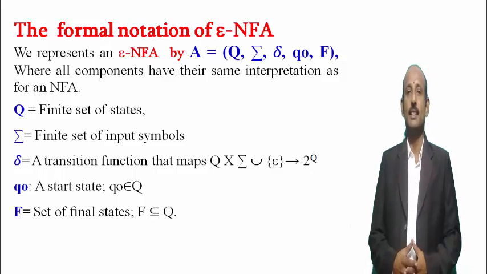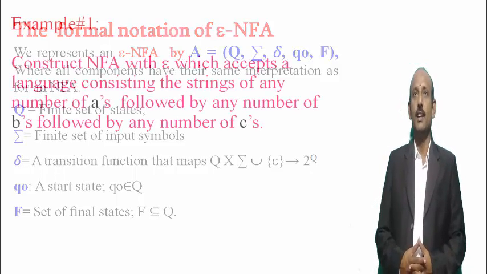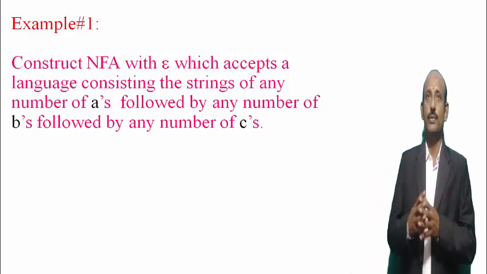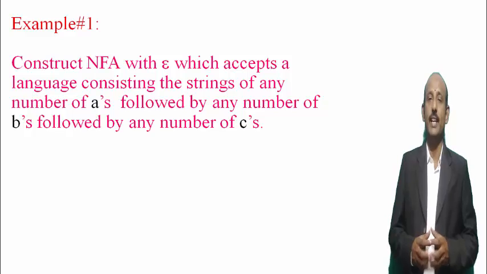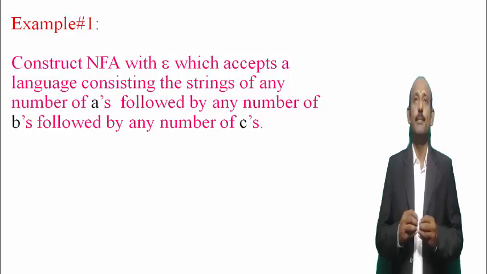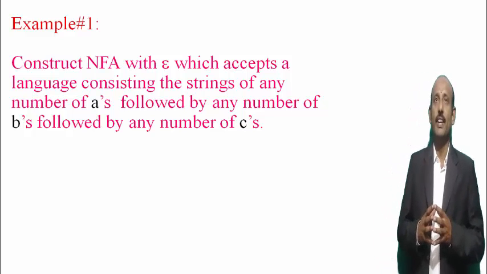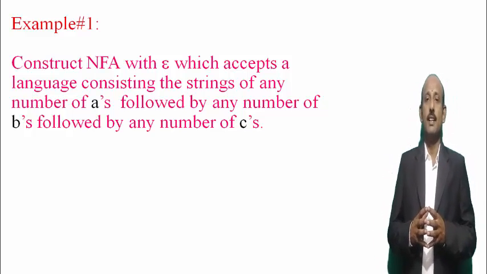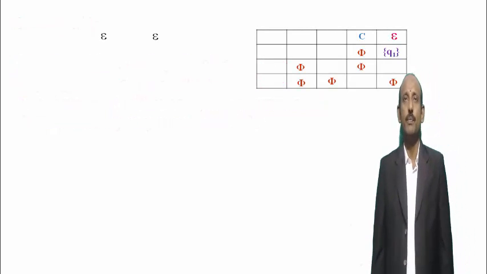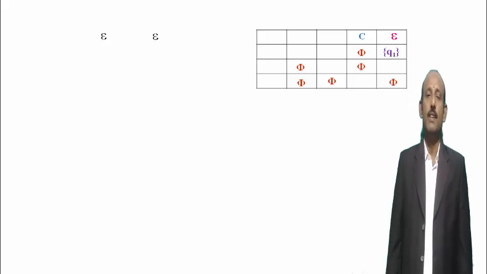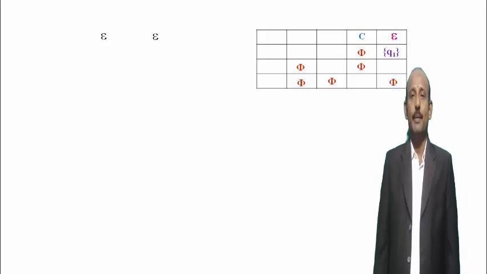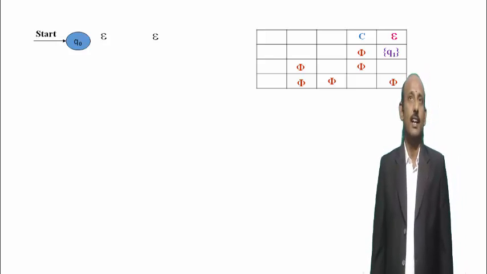Now let's see the example. We have to construct an NFA with epsilon that accepts the language consisting of strings of any number of A's followed by any number of B's and followed by any number of C's. So the language contains any number of A's, any number of B's, any number of C's, in that order.